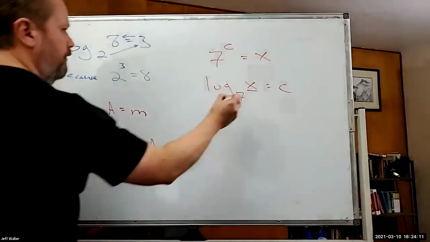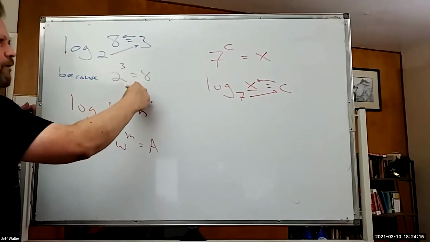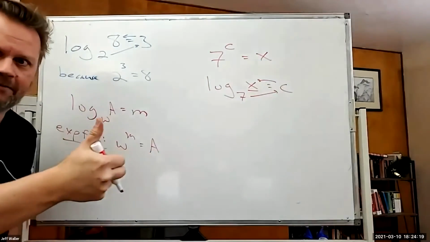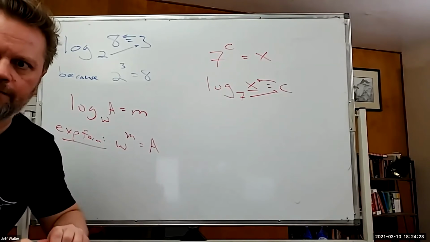How do you check yourself? 7 to the C equals X. It's easier to go from log to power than to go from power to log, but you can always check yourself at the end. All right.